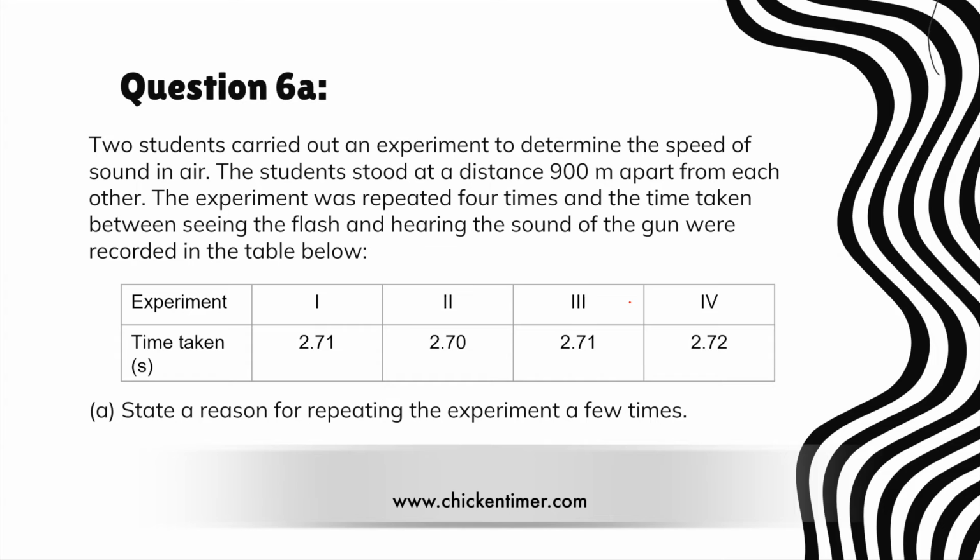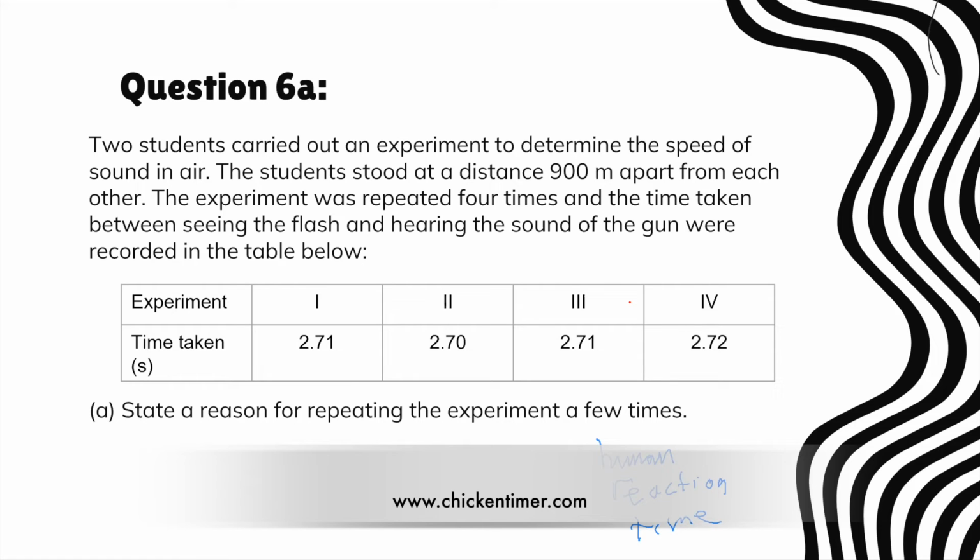Okay, so there you see the question come already. Two students carried out an experiment to determine the speed of sound in air. The students stood at a distance 900 meters apart from each other. Human reaction time error. Why human reaction time error? The question says state a reason for repeating the experiment many times. So you say human reaction time. Why do you consider human reaction time as a reason for repeating the experiment? What does the human reaction time do?